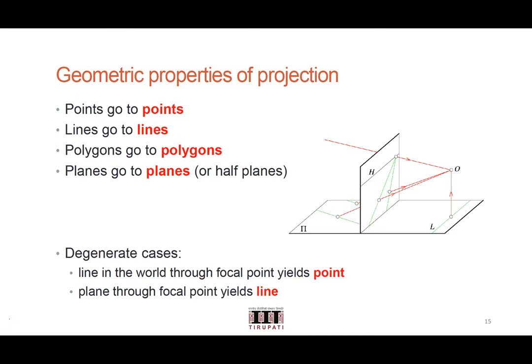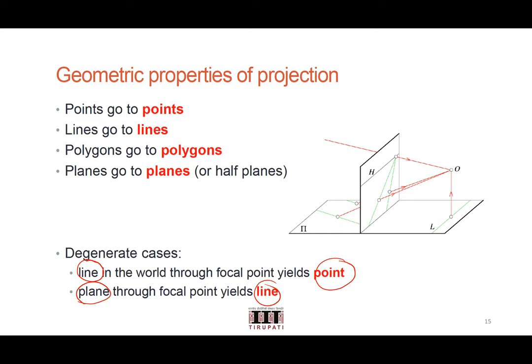Suppose the center of projection is exactly in line with the line that you are going to capture. That is when a line could result as a point. Similarly, can a plane result as a line? Is this possible?